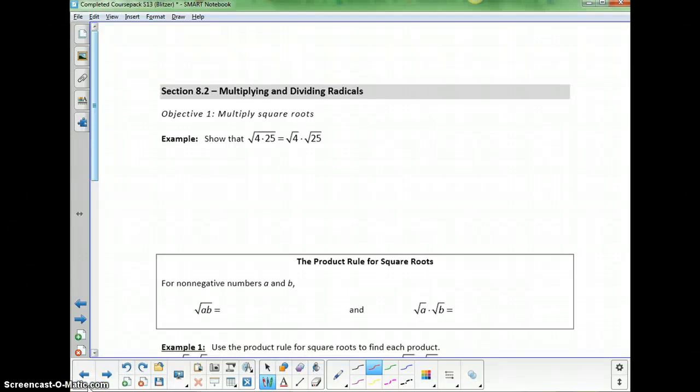Section 8.3, Operations on Radicals. Our first objective is to add or subtract radicals. And so we start by looking at a pair of like terms right here. We know that 8x plus 2x is 10x because we're adding like terms. So when we add like terms, we add the coefficients, we leave the x part alone.